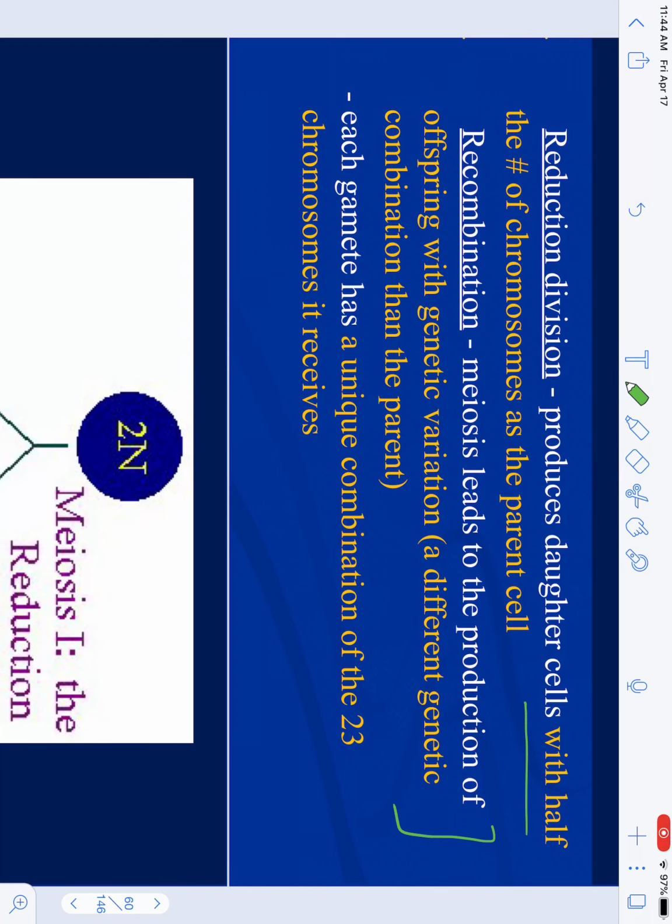So there's a unique gamete. Each sperm cell is different from the next one. Each egg cell is different from the next one. And we'll find out how that happens shortly.